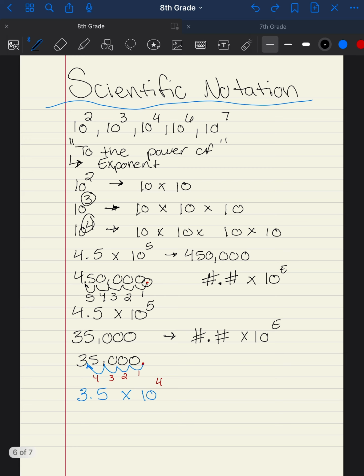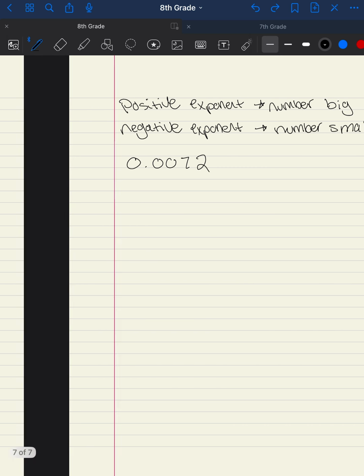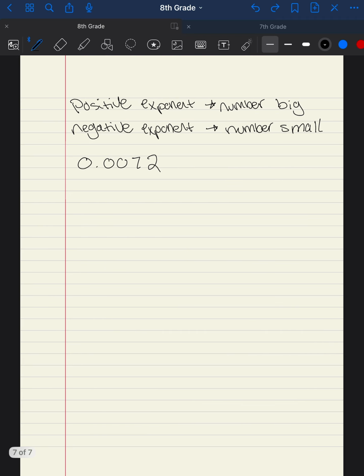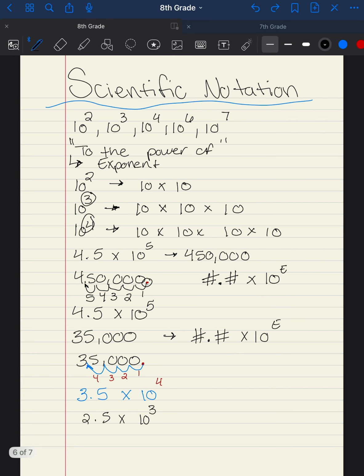So, with that being said, I wanted to debrief you on that. I'm going to go back to our positive exponent really quickly, just to touch base on how to do it opposite. When I say opposite, I mean if I give you 2.5 times 10 to the power of 3, I'm going to show you really quickly how to get our original number. Now, the exponent is what? Negative or positive? Positive, exactly. So that means positive exponent means number big. So our number is going to be big.